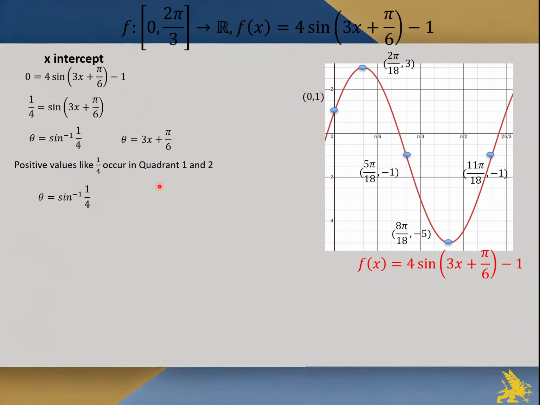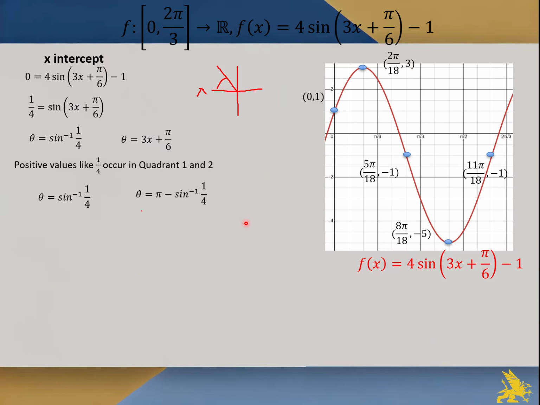So based on that, we know in quadrant 1 theta will be the inverse of sine 1 over 4. And in quadrant 2, we always start off with our pi here to find this angle here. So we'll go pi, take away theta, and we know what theta is already. It's pi minus the inverse of sine 1 over 4. So that gives us two amounts.